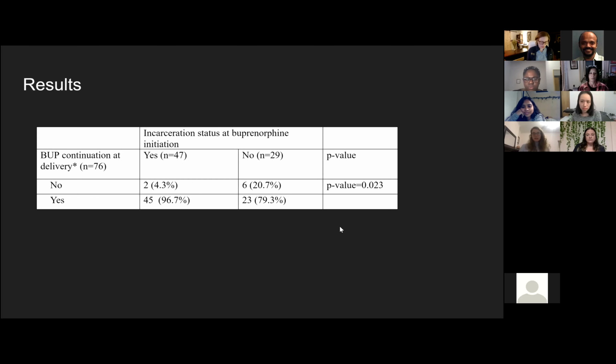So that's super encouraging, that people are able to stay on buprenorphine during this really stressful time in their life. That's pregnancy, it's delivery. So it's really awesome to see that so many people are remaining in treatment, and that actually incarceration might serve as a stabilizing factor in some ways, that people are able to stay in treatment if they are started in treatment.